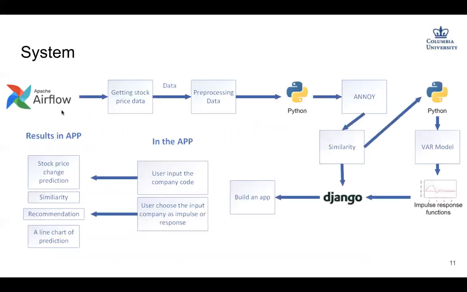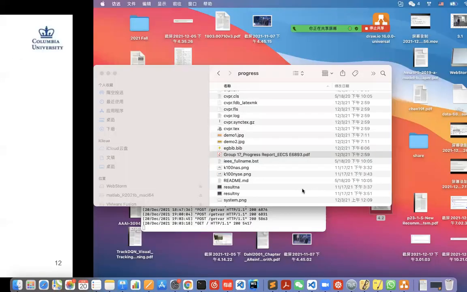Okay, so that's our final design of our system. We use Airflow to update our data. And after processing the data, we use Python to do the ANOVA to get the similarity of the data sets, the stock prices. And we use Python to use the VAR model to get the impulse response functions. And based on the results, we use Django to build an app. So now I will use a demo to show how to use our app.